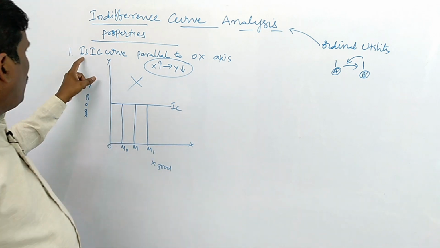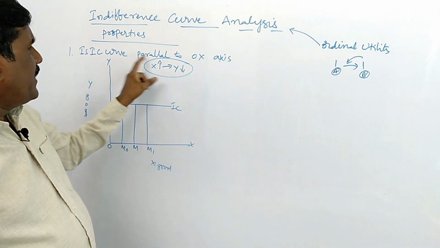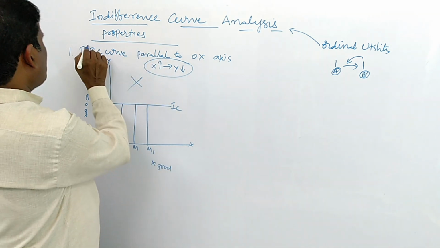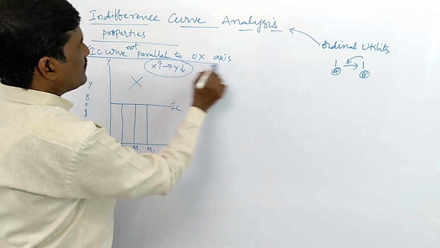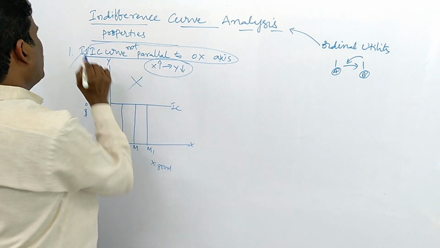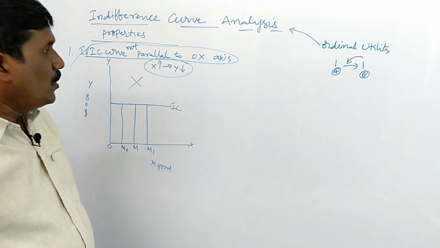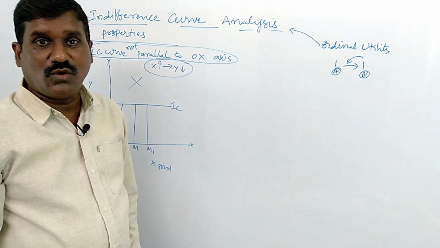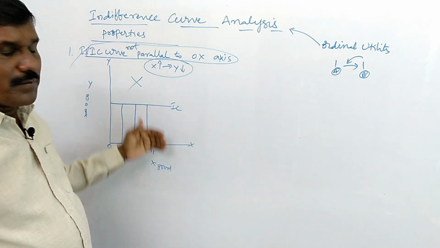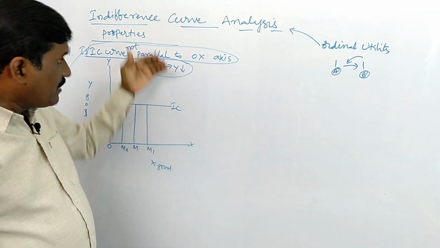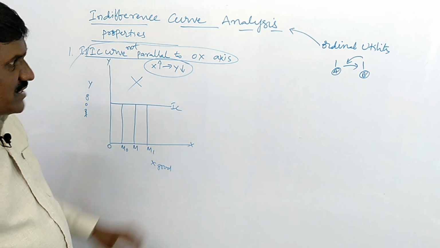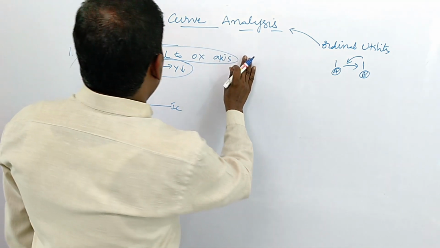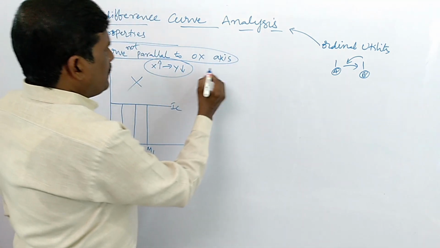So the IC curve is always not parallel to the OX axis. It is not a property of indifference curve. That is one thing, and another thing is the IC curve, the second one.